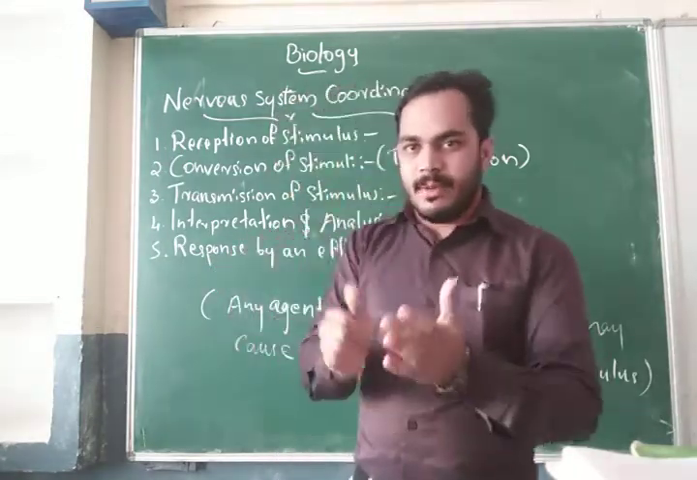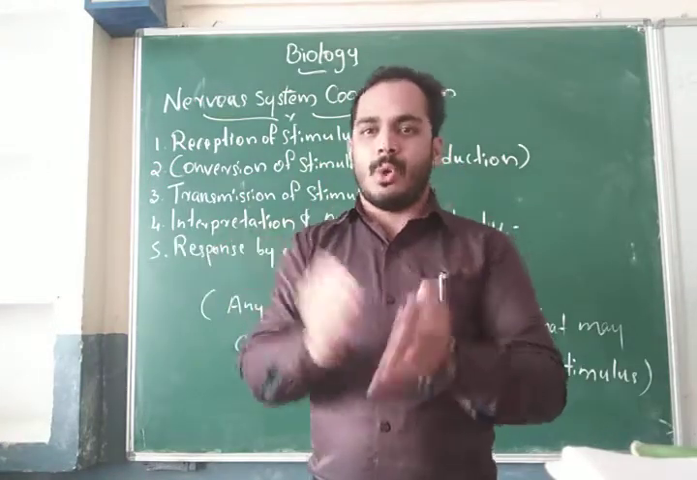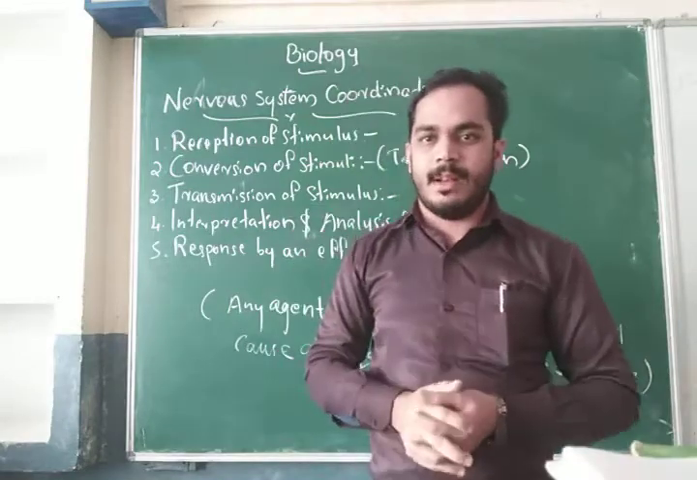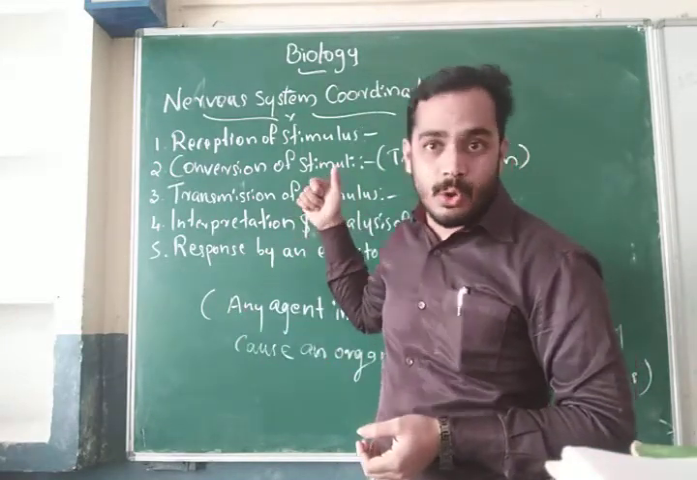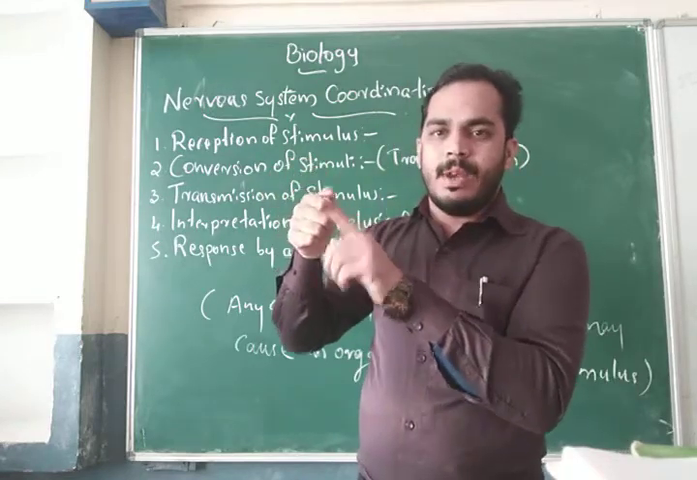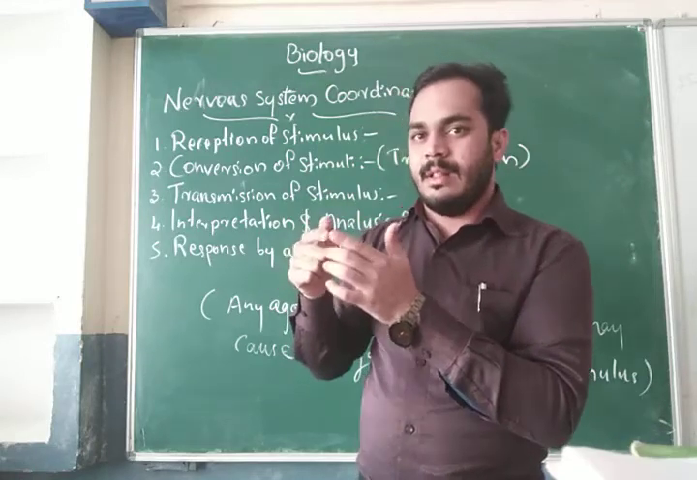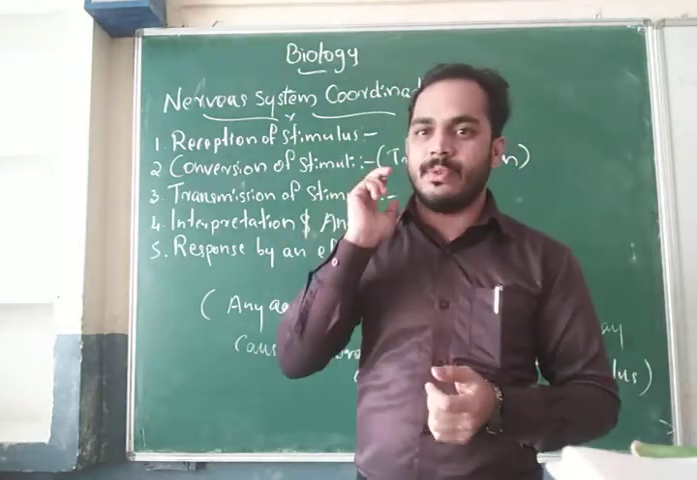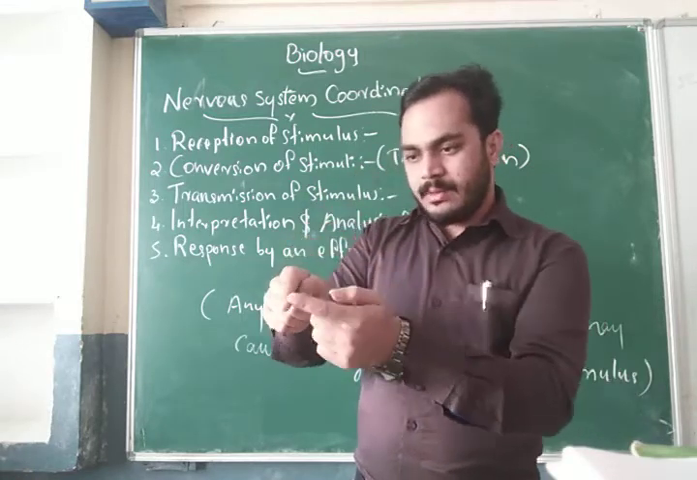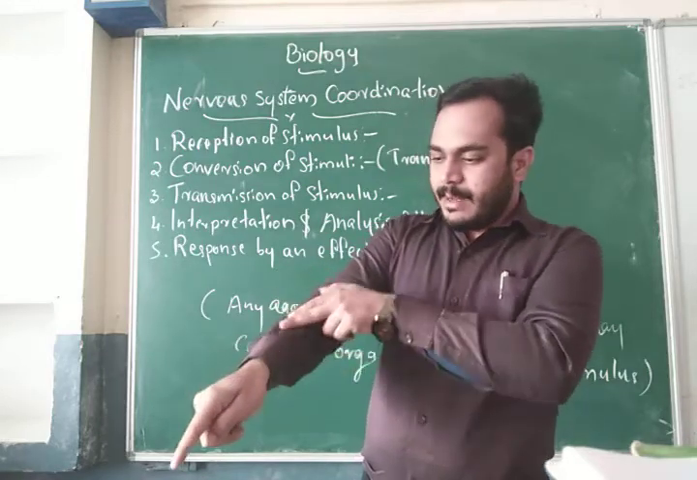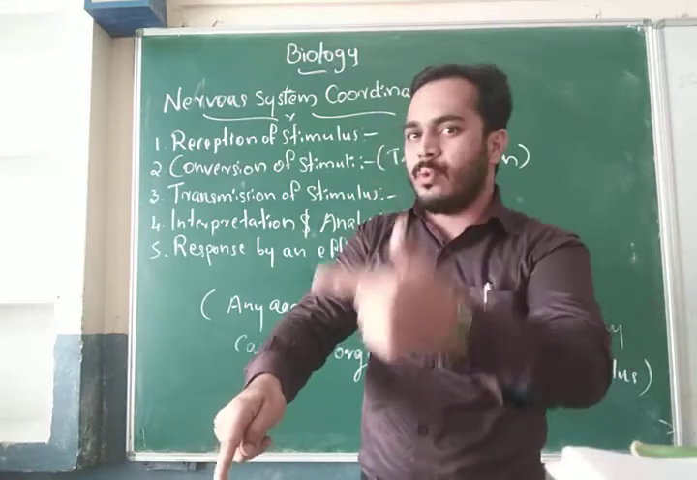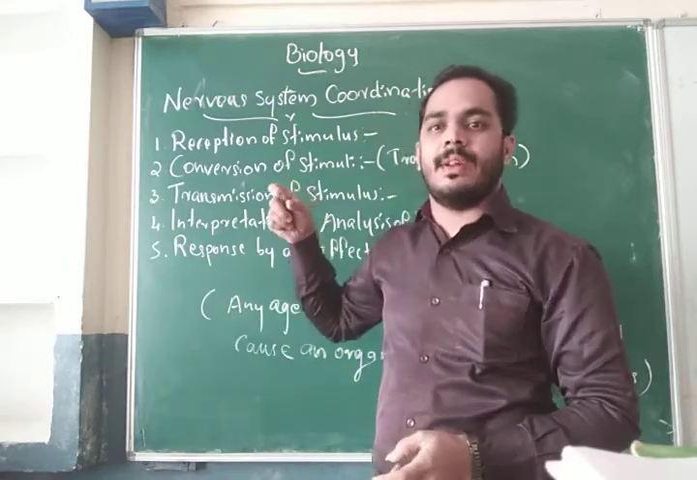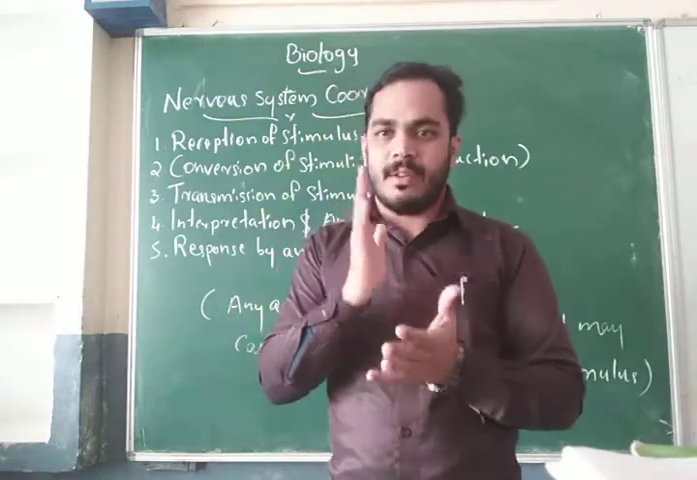A very simple example: we bring hot water, and suddenly we put a finger into it. What happens? We suddenly take the finger away from the hot water. The finger has loads of receptor cells that identify it is hot water, which is harmful for the finger. The receptors send the message to the brain. The brain decides it is hot and not good for the finger, and sends the message that it is harmful. As a result, we take the finger away. It is the best example for this.